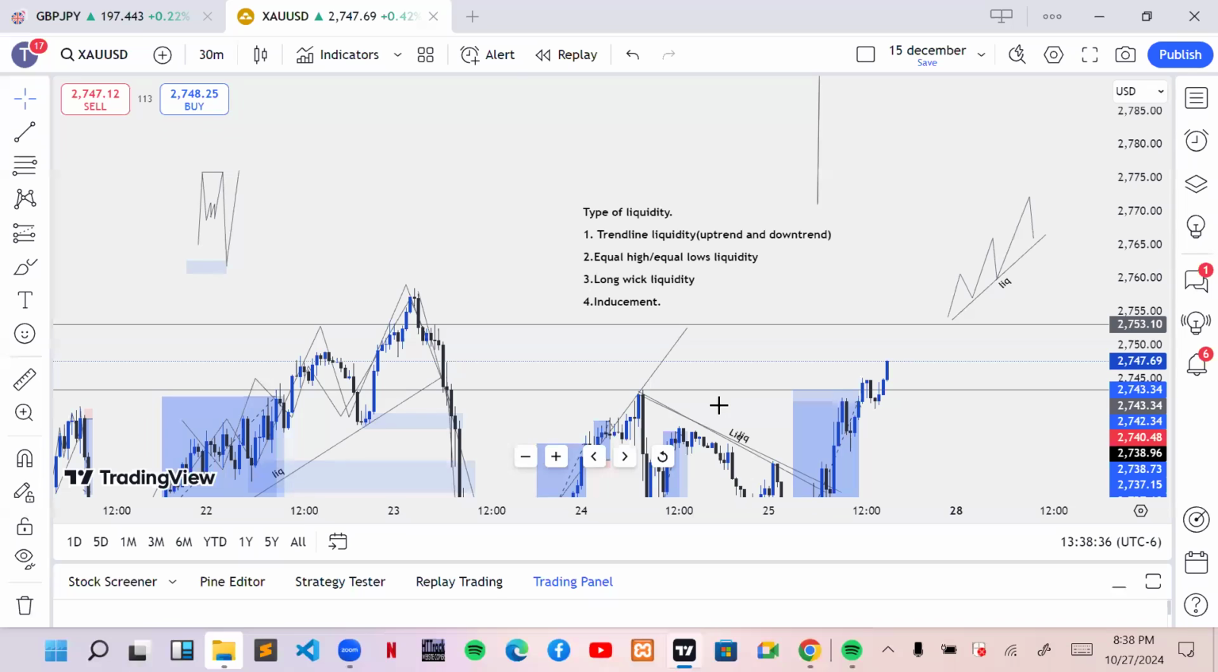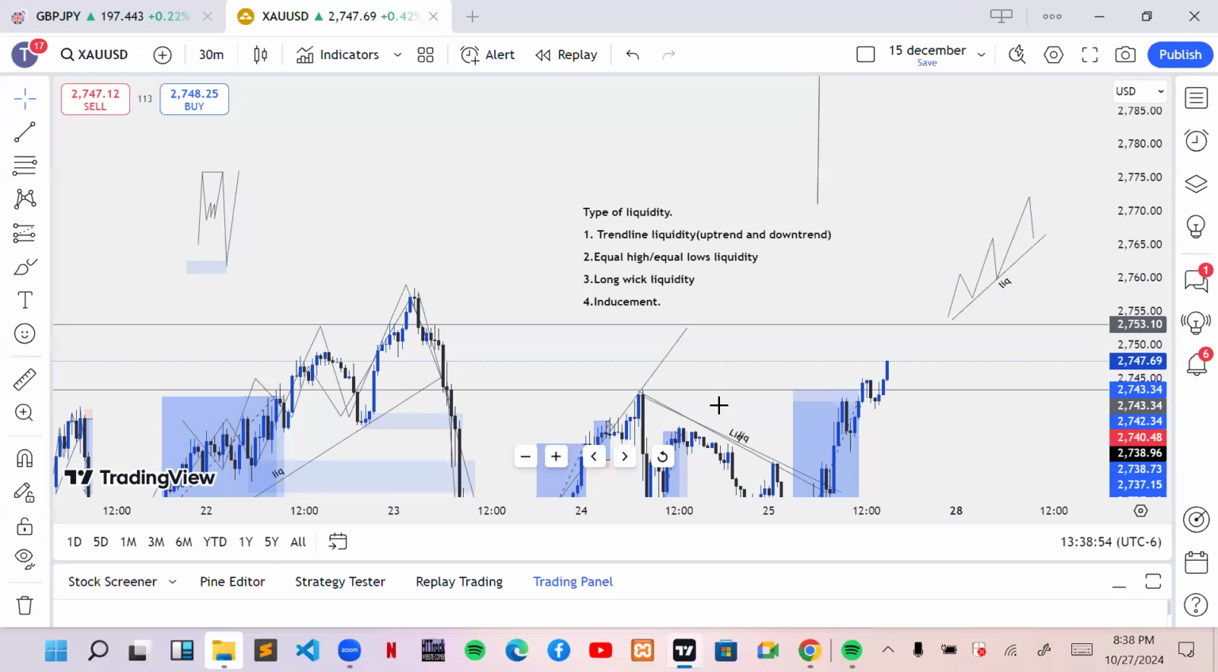If the market is on an uptrend and is making higher highs and higher lows while approaching your sell entry, you know that your take profits will clear that entire trend line liquidity. If the market made a very long wick on the downside before going up to trigger your sell entry, your take profits will go and clear that long wick liquidity.